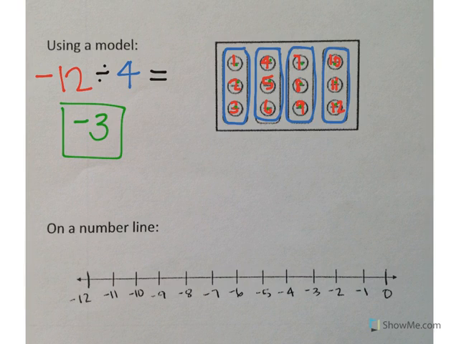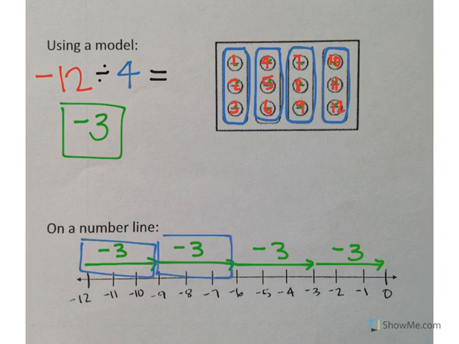Let's see if this holds true on the number line. I'm going to start at negative 12 and I'm just going to count groups of negative 3. So here's one set of negative 3. Here's another set or another group. Negative 3 again, and negative 3 again. And I can see I have 1, 2, 3, 4 groups of negative 3 that go into negative 12.